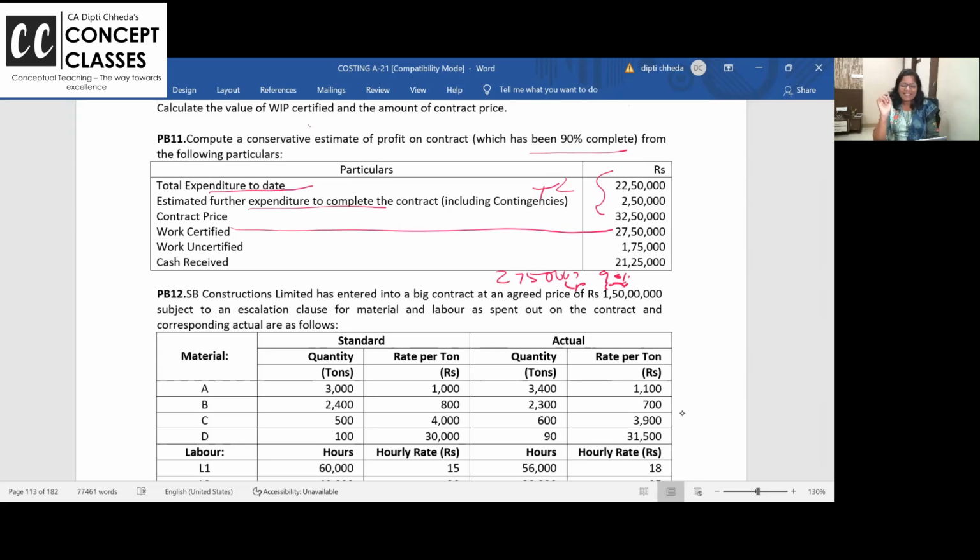Are you all getting? Work certified 2750 is 90%. So 100% you will get the contract price. Once you get the contract price, you know the total cost. You can get the estimated profit. And then you can apply estimated profit and all to get the answer profit. Total cost you take on the credit side, you take work certified, uncertified, and you will get the answer.